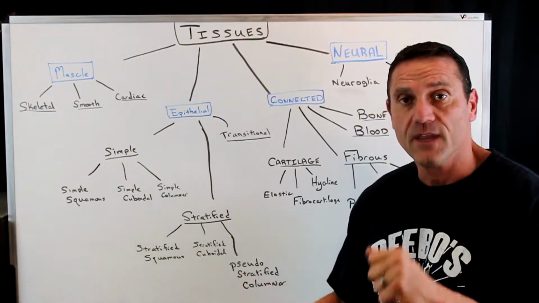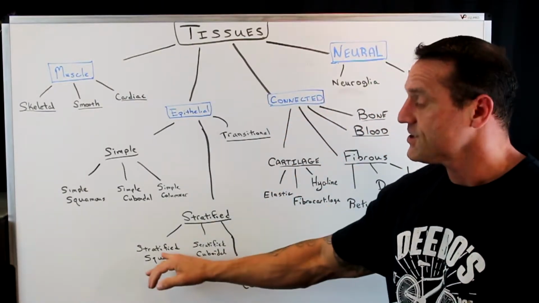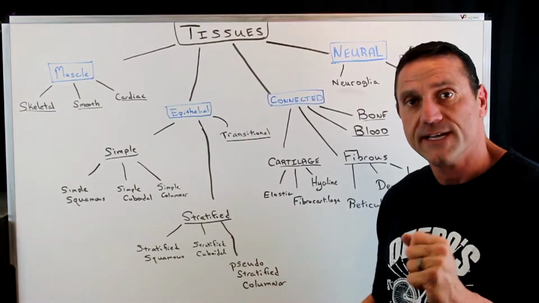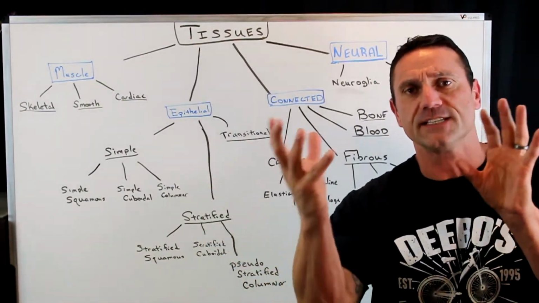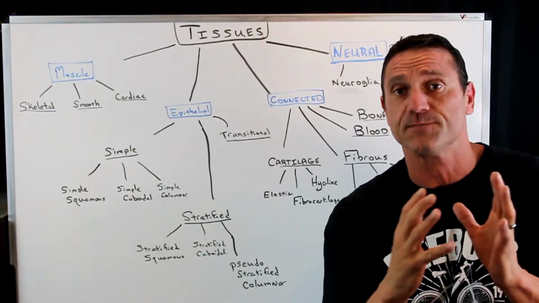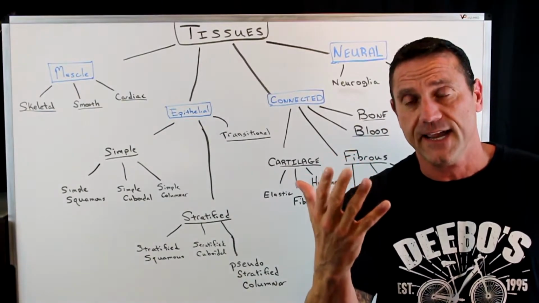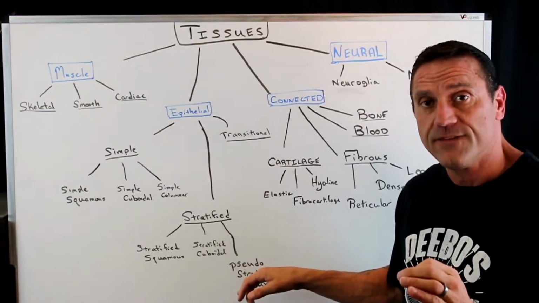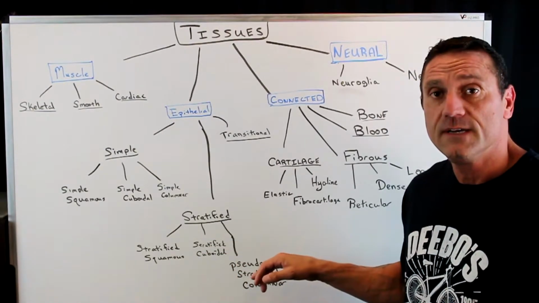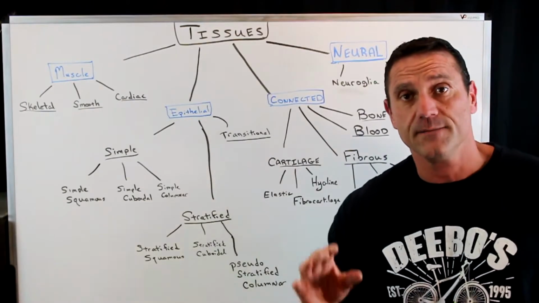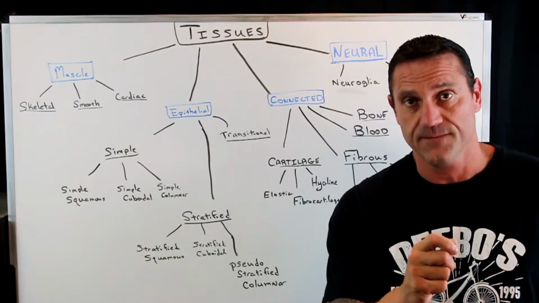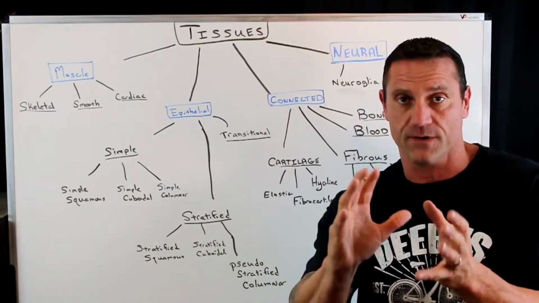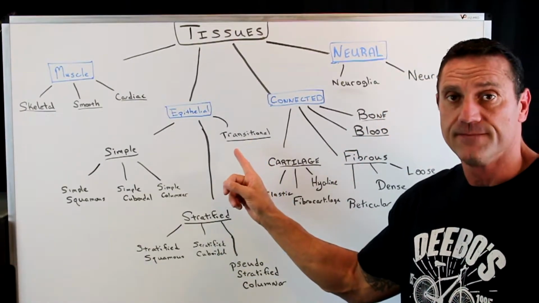Look at the shape. Is it more than one layer? Then it's stratified squamous, stratified cuboidal. And now we have this weird one, it looks like it's multiple layers, but it's not. Typically it has cilia, may not. And that is the pseudostratified columnar. Now it may have cilia or it may not. And then we have this weird type of tissue that kind of morphs, and that's transitional.